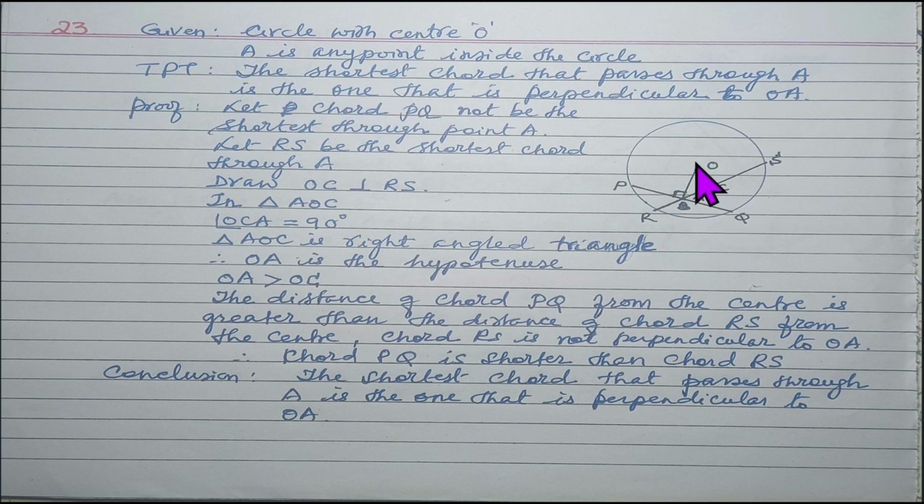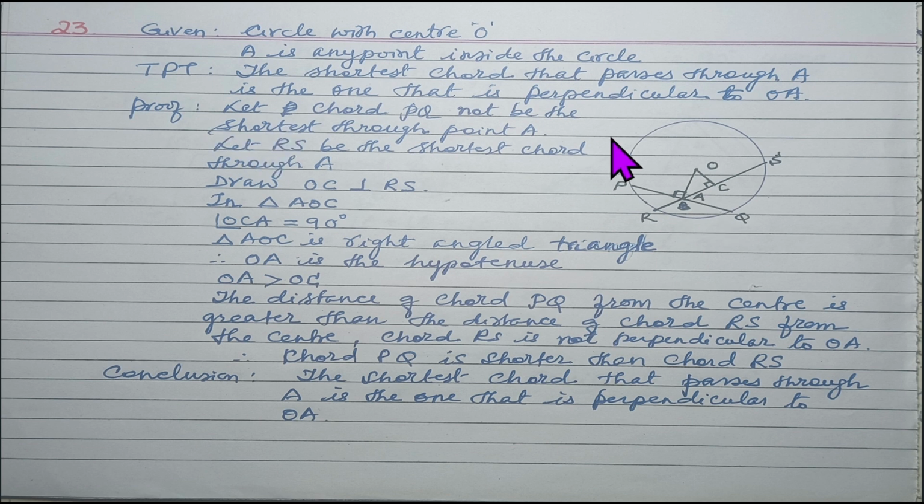The meaning is, there is a circle with center O. A is any point inside the circle, and there is a chord PQ which passes through A, and OA is perpendicular to PQ. That means we have to prove that PQ is the shortest chord which passes through A, and that is at a perpendicular distance. OA is the perpendicular distance, so the chord PQ is perpendicular to OA, and that is the shortest chord, is what we have to prove.